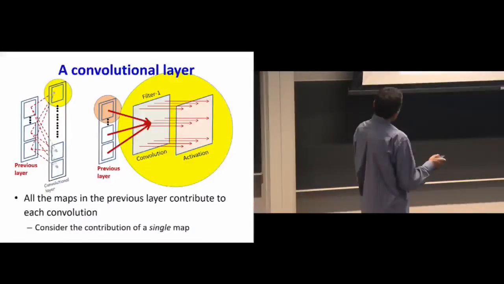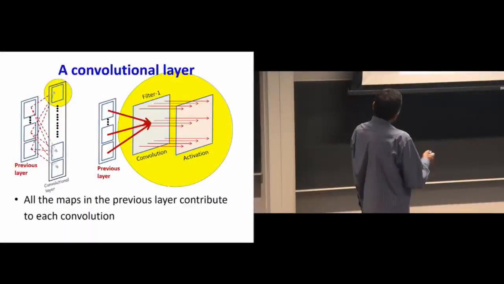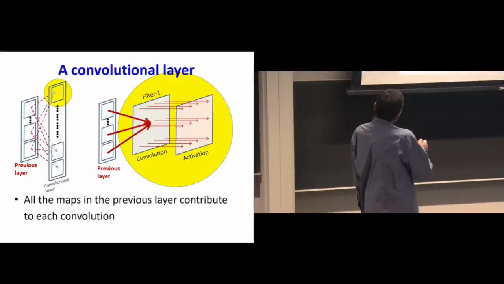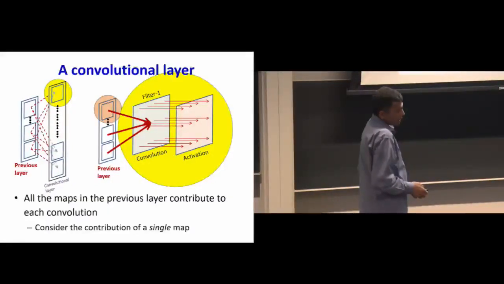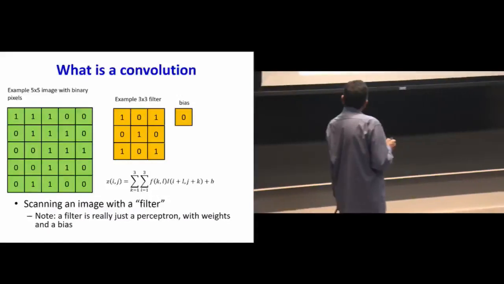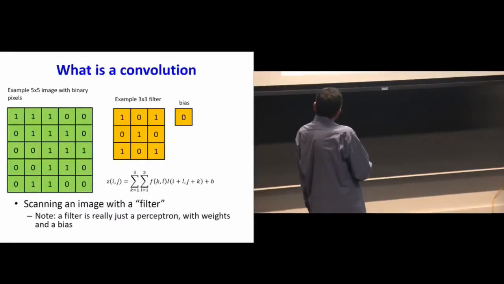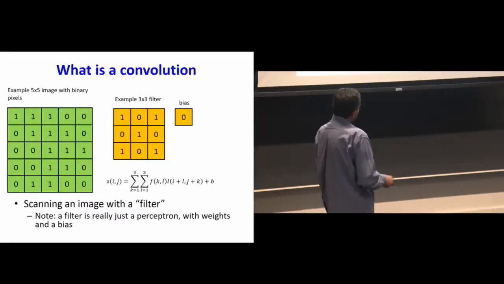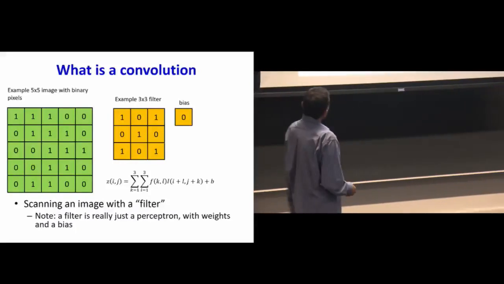Here's a little bit of terminology. These weights, we're going to call them filters. You're going to be scanning the inputs with these filters, right? When I scan an image with a filter, it is really just a perceptron with weights and a bias. Here's what you're going to get.